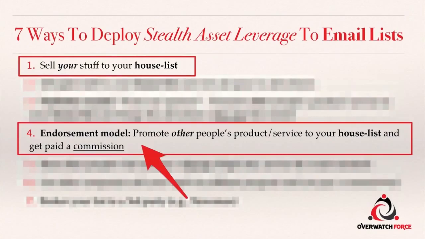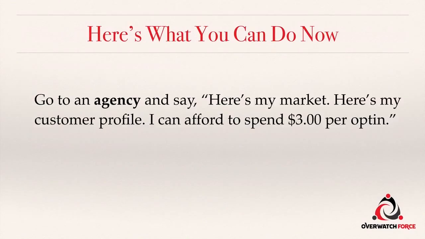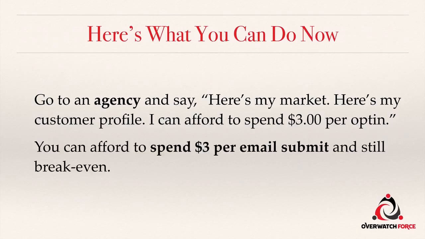What we're talking about doing is actually increasing the value of every opt-in by using this endorsement model, okay? So that's where we're going with this. So here's what you can do now. You can go to an agency, okay? Or you can just hire a traffic person directly and have them work for you. And you can say, here's my market, here's my customer profile, and I can afford to spend $3 per opt-in.